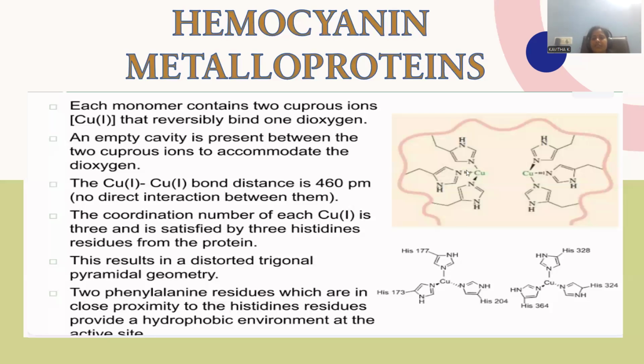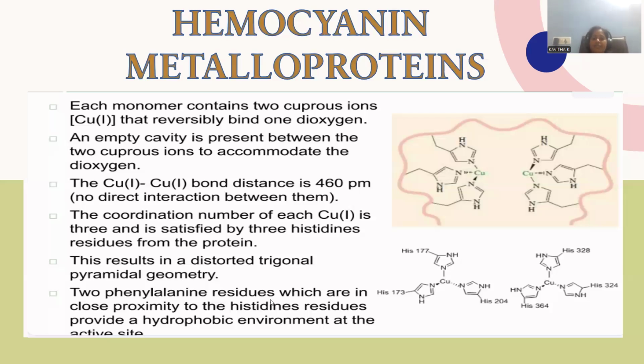3 means copper is able to form 3 bonds with 3 histidine units. Here is the histidine, here is the histidine, here is the histidine. That is the reason 3 bonds exist around this copper plus 1 unit, and the other copper is also accompanied by 3 histidine units. That is why both the coppers are 3 coordinated in the deoxy form, right? This results in a distorted trigonal pyramidal geometry. The 3 bonds are not static, rather it is a kind of distorted one. That is why the copper has a distorted trigonal pyramidal geometry.